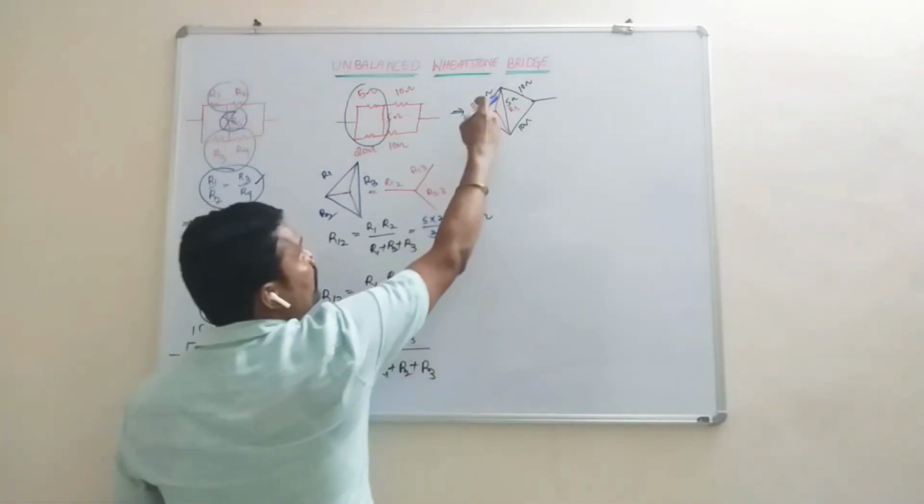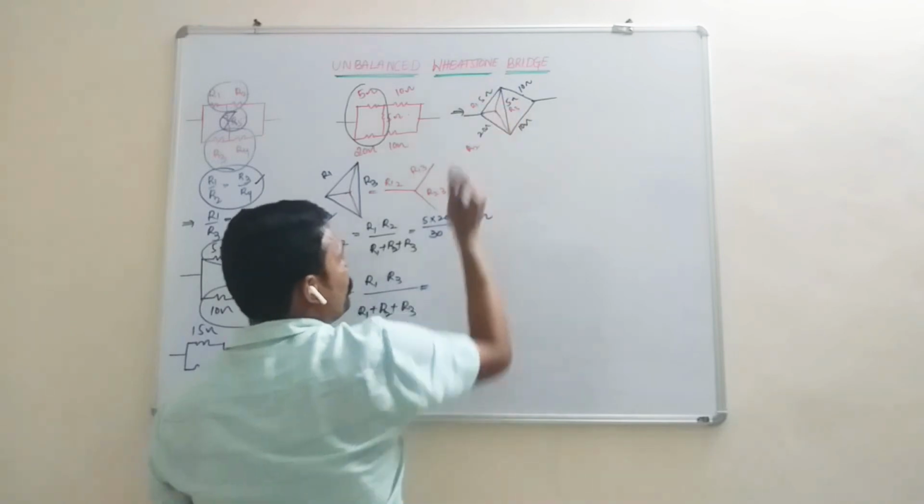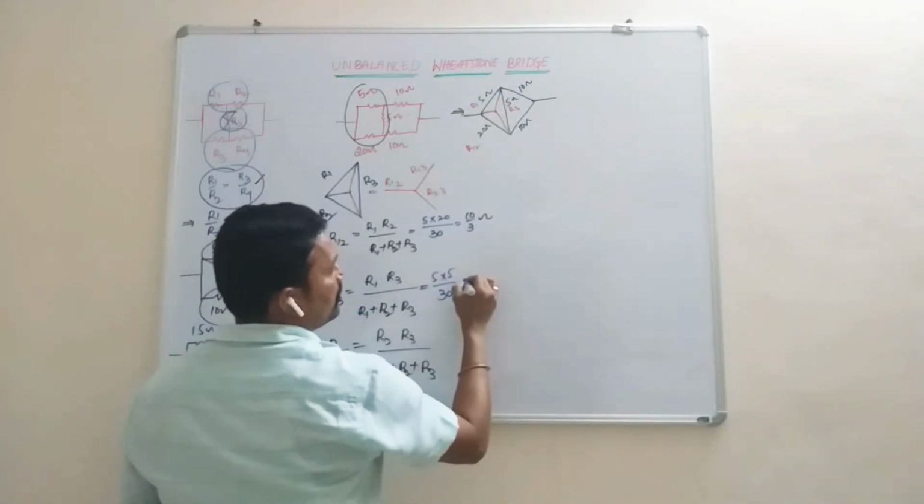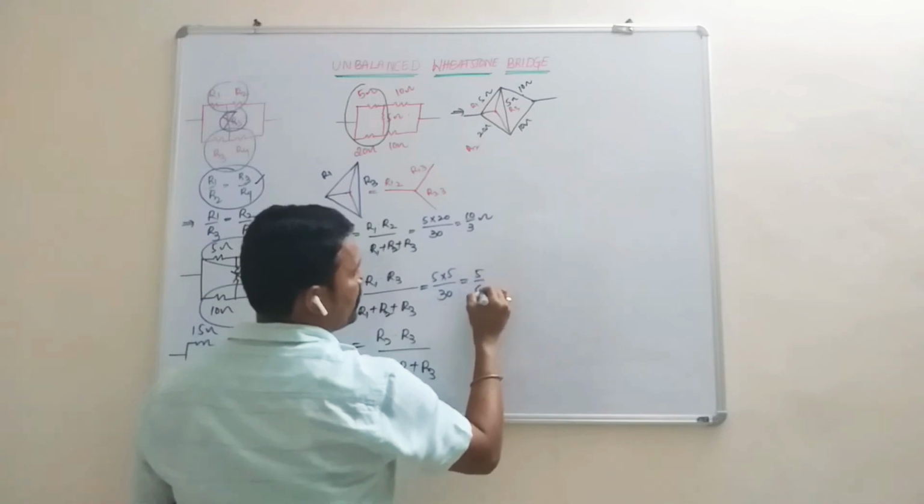Now this 1 into 3. So 1 into 3 in the sense 5 into 5. So 5 into 5 by the sum of the resistors, which is 30. That should be equal to 5 by 6 ohm.